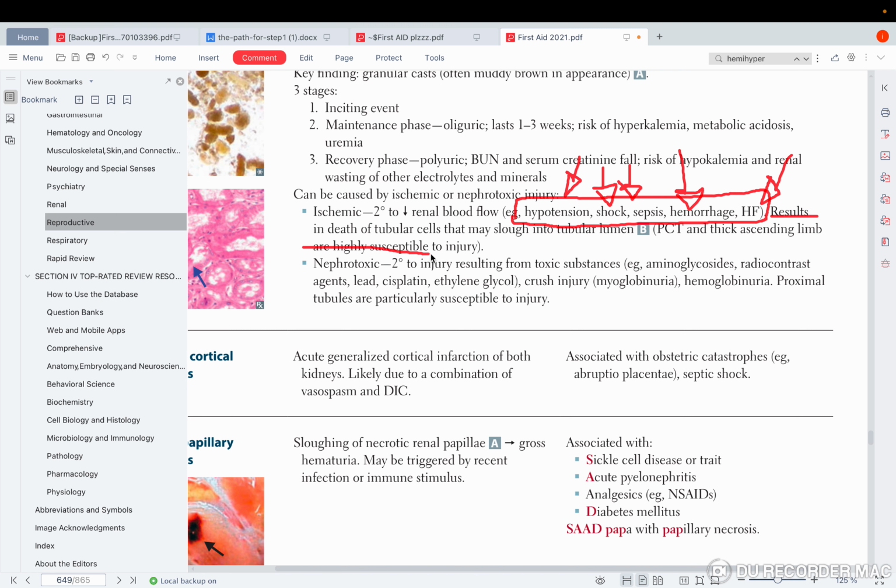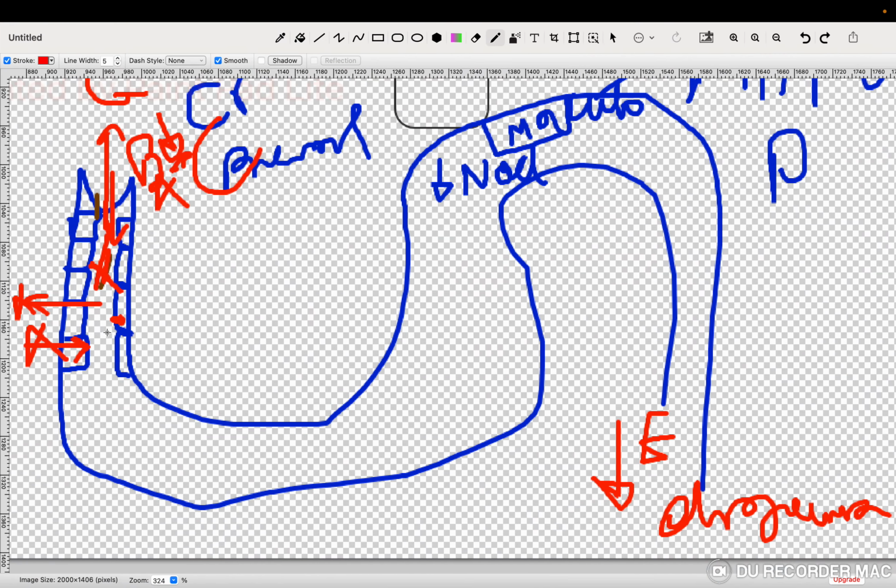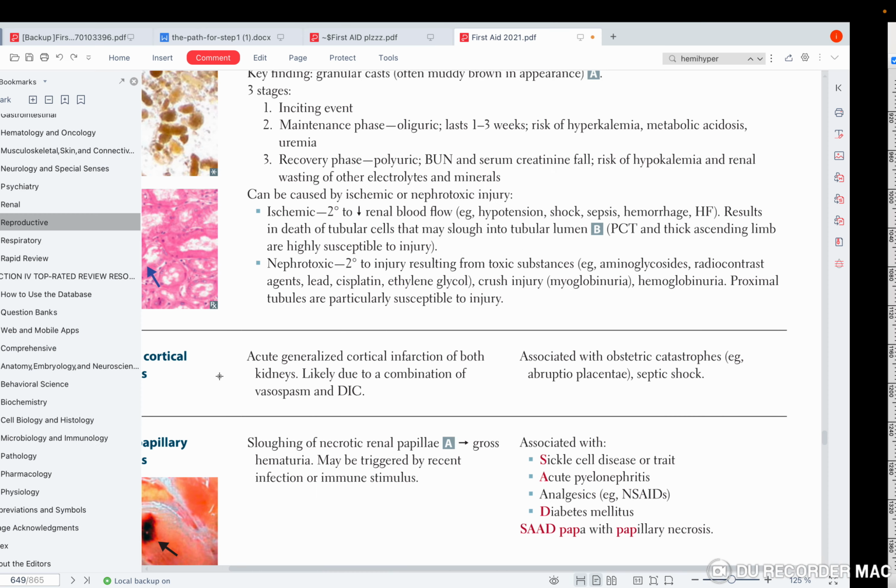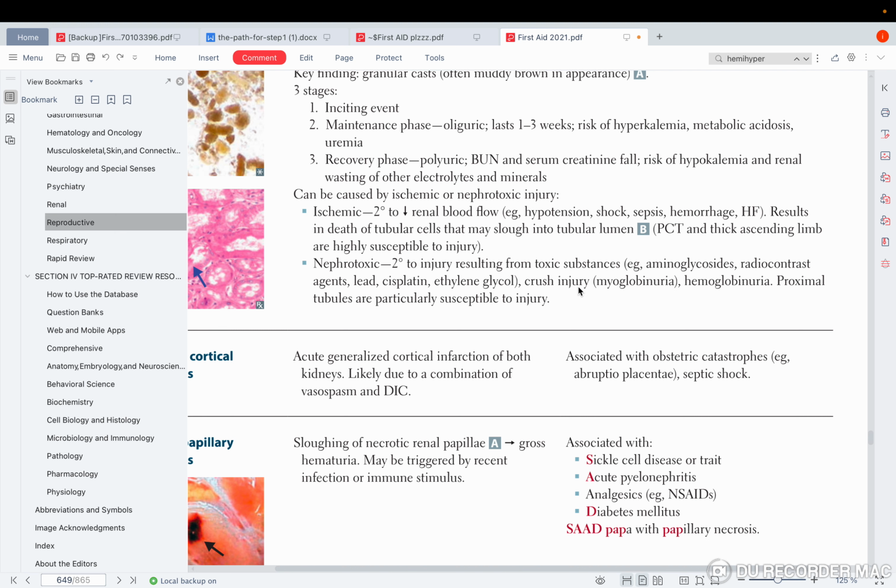It results in death of tubular cells, and then they may slough off into the renal tubules. If they slough off inside of the renal tubules, they will make you a brown cast. So they write here, PCT and thick ascending limb of Henle are the most susceptible to it. Is it going to be the medullary portion or the cortical portion? The medullary portion, correct.